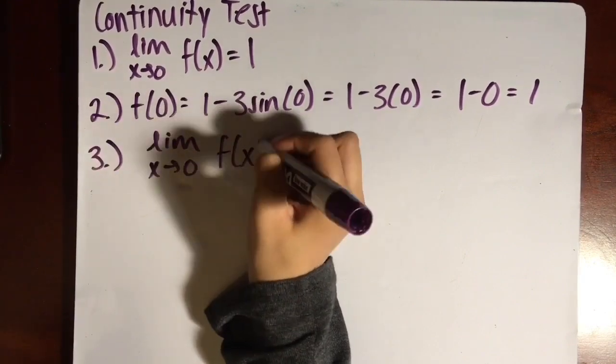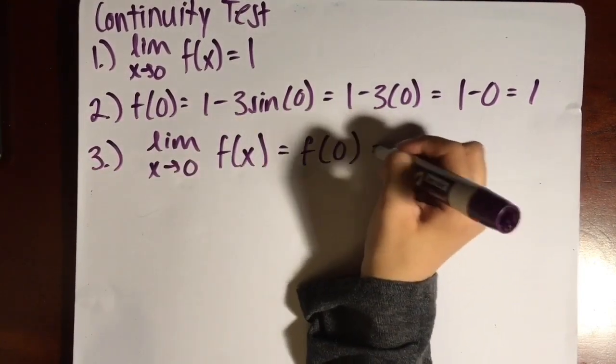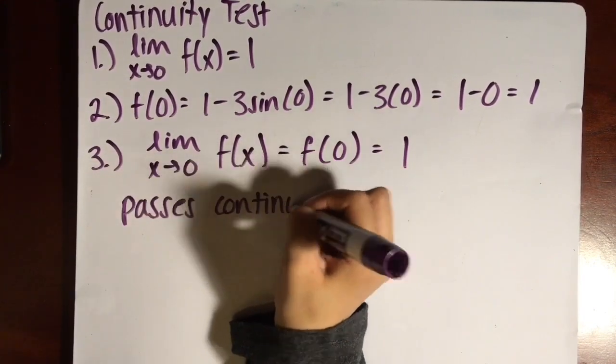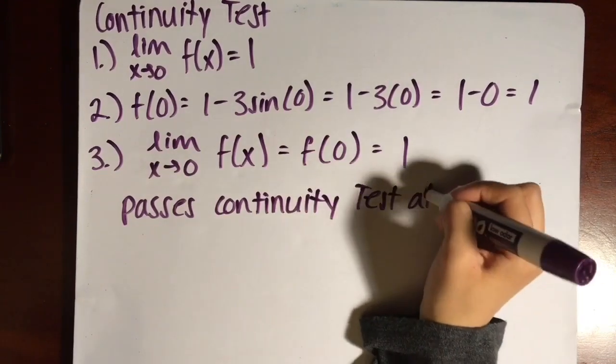Part 3 states that parts 1 and 2 must be equal to each other. Since both parts are equal to 1, we can conclude that the function is continuous, which means that we can use the average value theorem on this function.